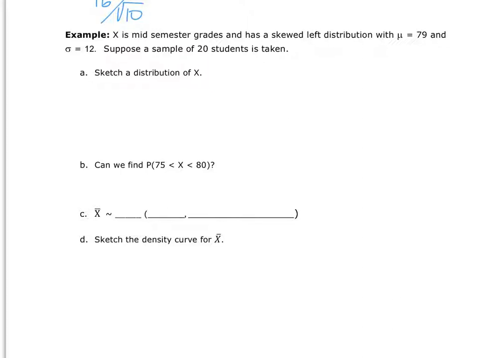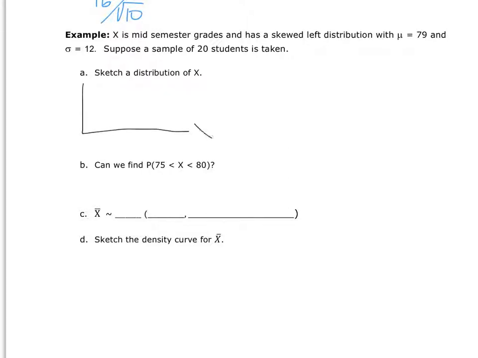Okay, here we have another example. X is a random variable that stands for a mid-semester grade, and it comes from a distribution that all we know about it is that it is skewed to the left. It's left skewed, and it has a mean of 79 and a standard deviation of 12. And let's suppose we have a sample of 20 students of their mid-semester grades. So let's first off sketch a distribution of X.